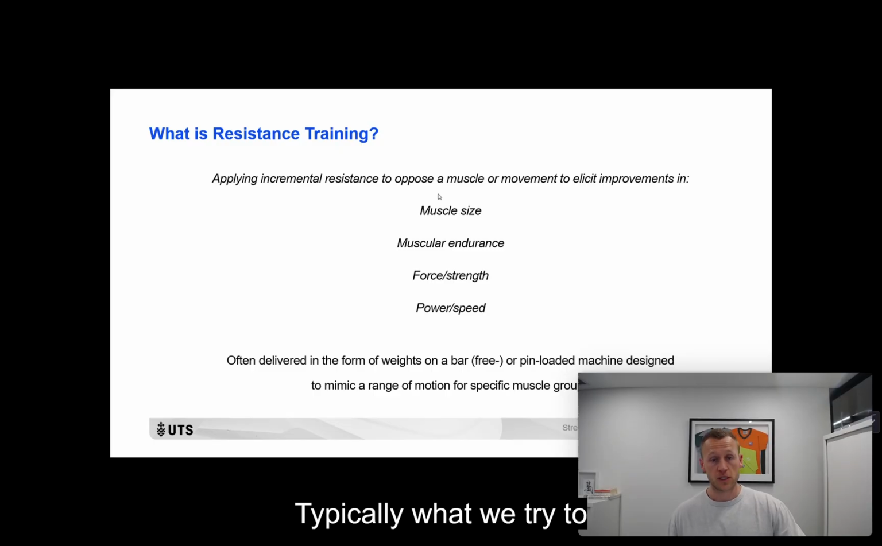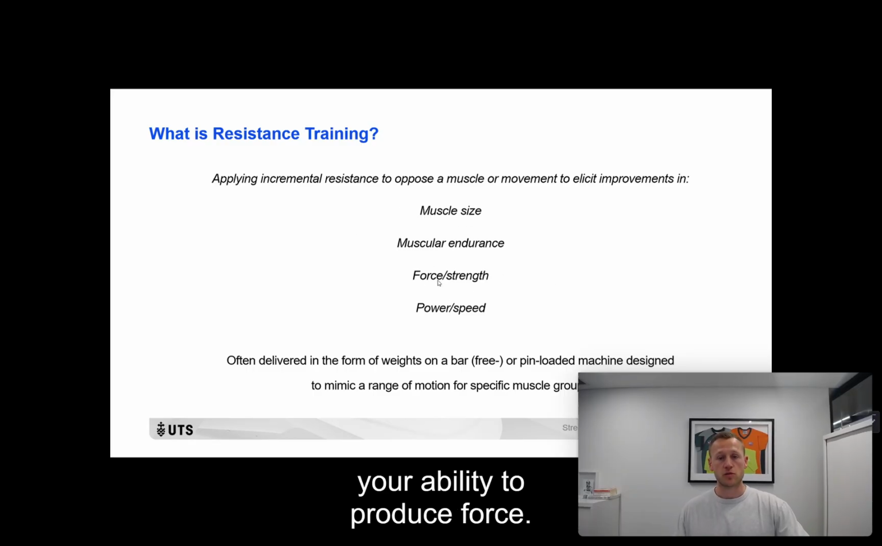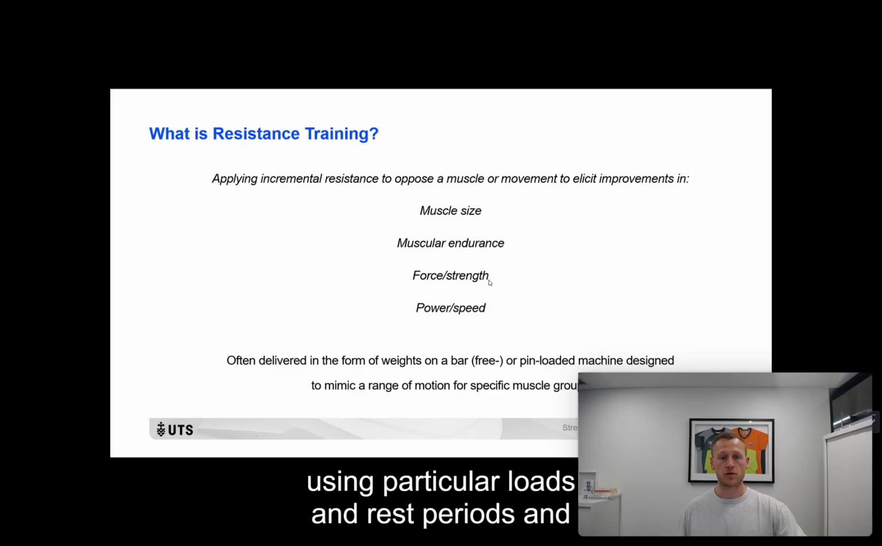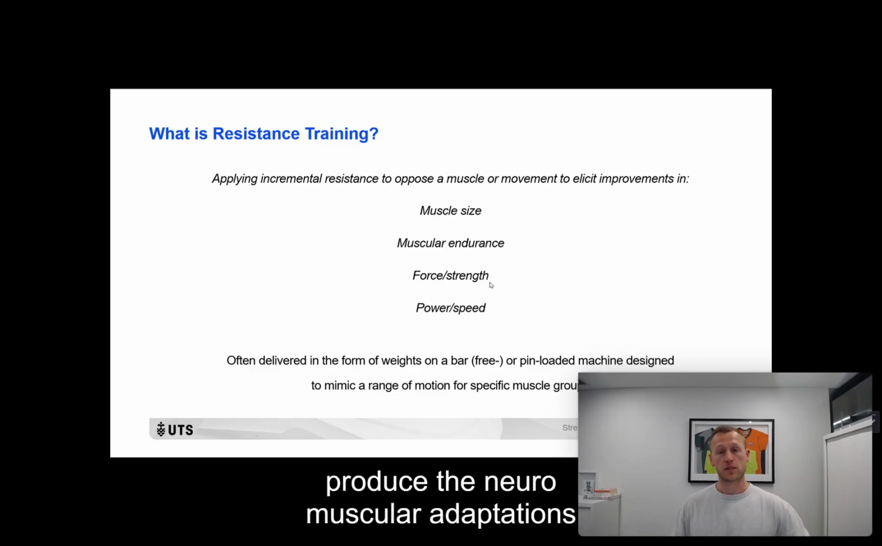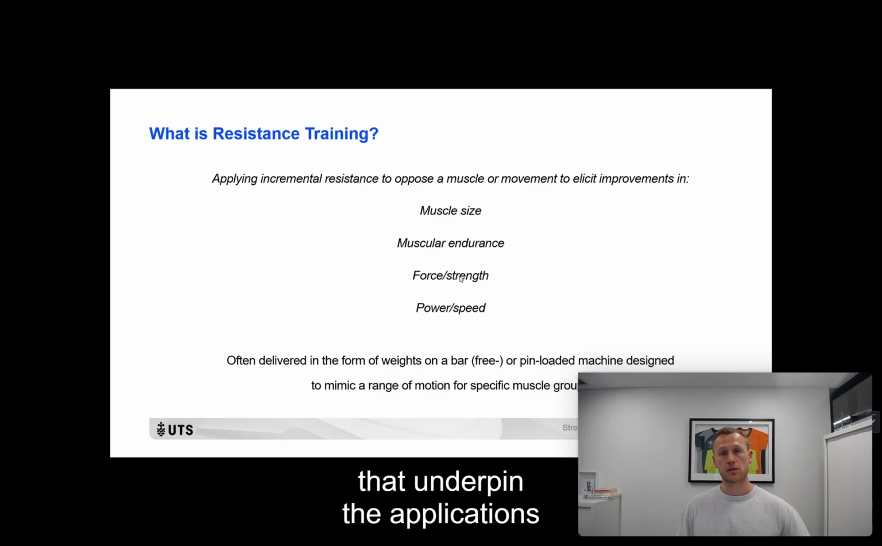And so typically what we try to do is develop muscle size that underpins your ability to produce force, and then we perform some sort of specific strength training using particular loads and rest periods and movement tempos or intent in order to produce the neuromuscular adaptations that underpin the applications of strength.